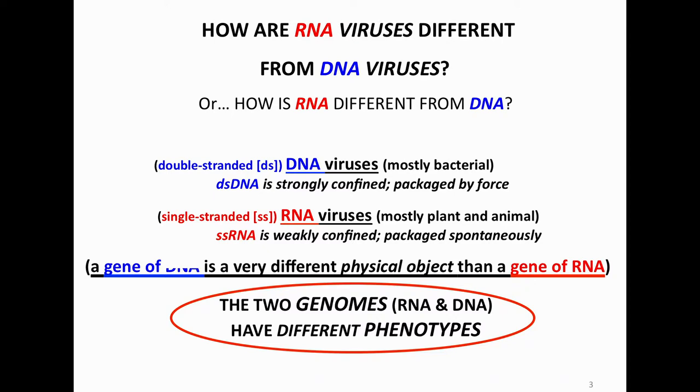And we've already heard a lot about how DNA, double-stranded DNA, is strongly confined in viruses. It requires a lot of work to package the genome. The release or delivery of the genome is spontaneous. In RNA viruses, the packaging of the genome, the formation of the virus particle, is spontaneous. You're going to a lower free energy state, which suggests you'd have to do work to get the genome out. We want to understand these things in terms of the extent to which an RNA gene is a different physical object from a DNA gene. I'll show you some examples of how explicitly I mean that.